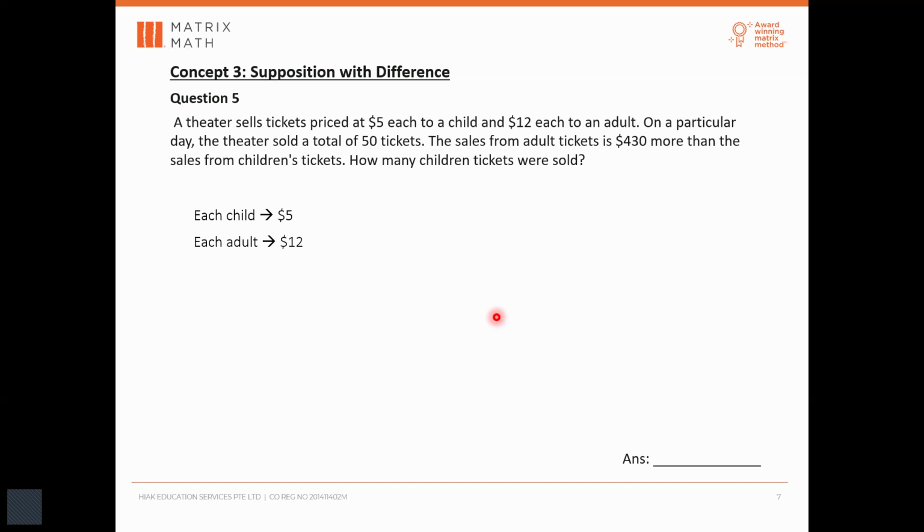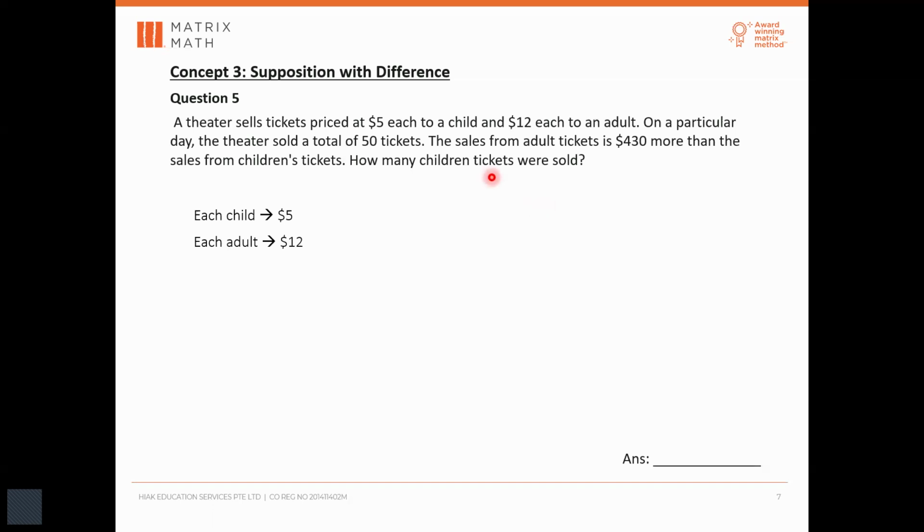So how is this different from the first one, the concept one? Why is it that in concept one you have that, and in concept 3 you don't? You are given the total number of tickets. I don't know how many 5, how many 12. That's the same. But in concept 1, they give you the total amount that is collected, or the total number of legs. But in this question, they give you the difference. So when you have difference, it's a little bit different. So start off with what?